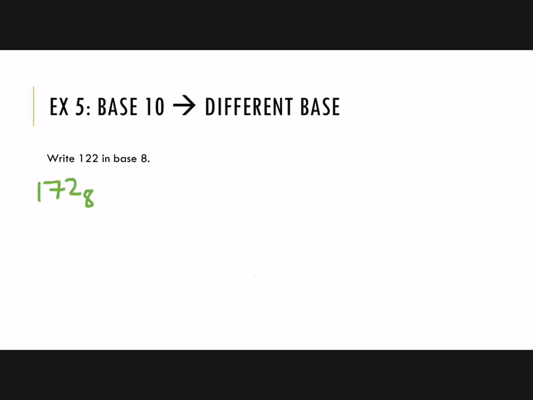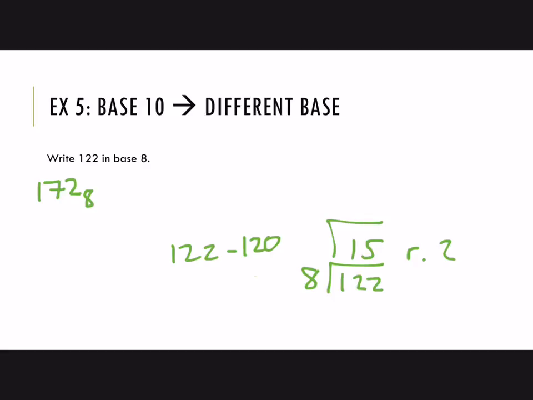And then we'll check using the other method. 122 divided by 8 is 15. Okay, that's a remainder of 2, since 122 minus 8 times 15 is 120, gives a remainder of 2. 8 goes into 15 once, with 7 left over, and 8 goes into 1 0 times, and that 1 is the remainder. So 172 base 8. Okay, so that's the last example that I will work together for you.